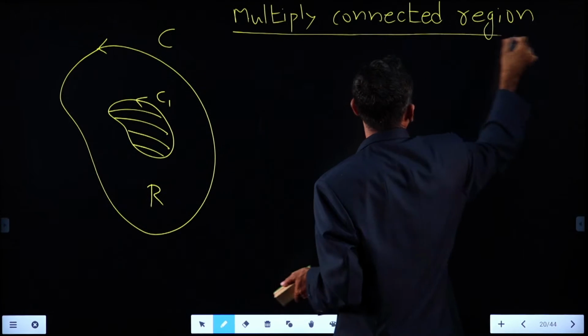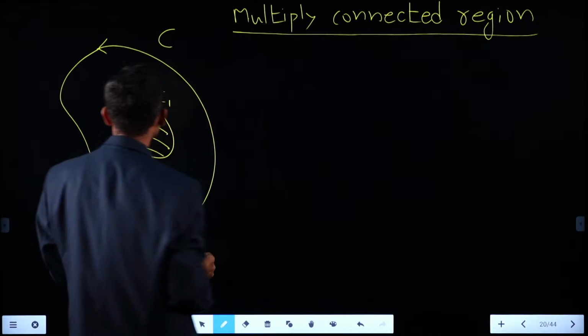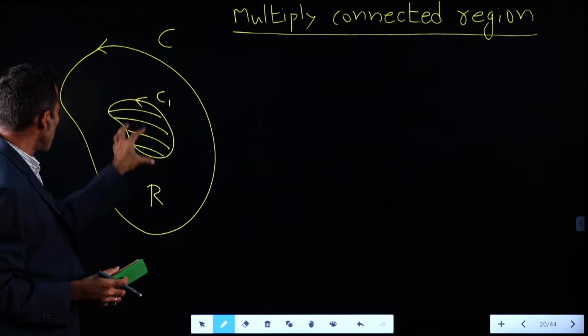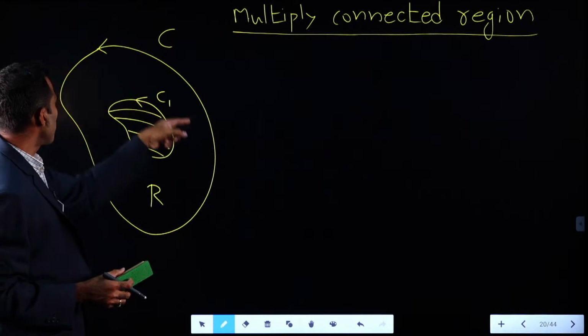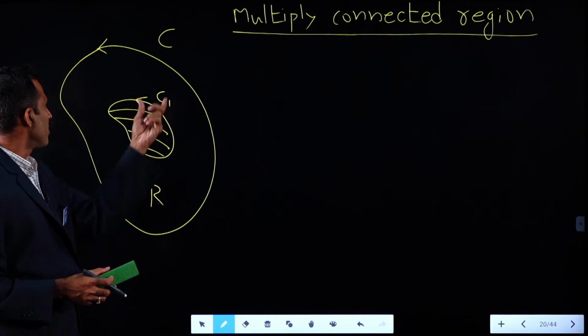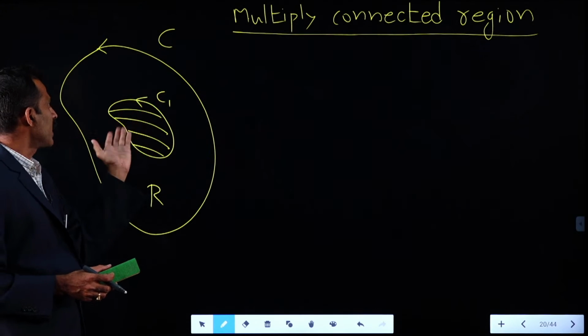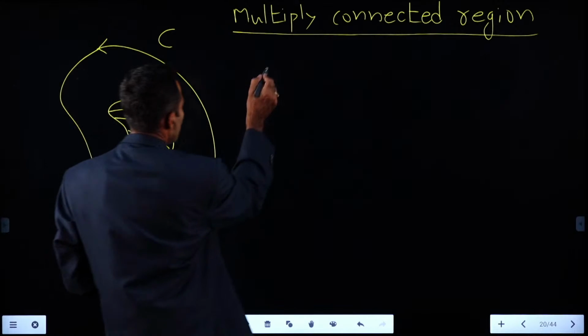Multiply connected region. That is, inside the simple closed curve C, if you leave some portion like this, then this is called a multiply connected region. Here the region is between C and C1, interior to C, exterior to C1 only.